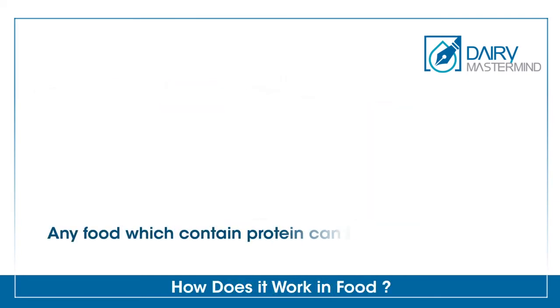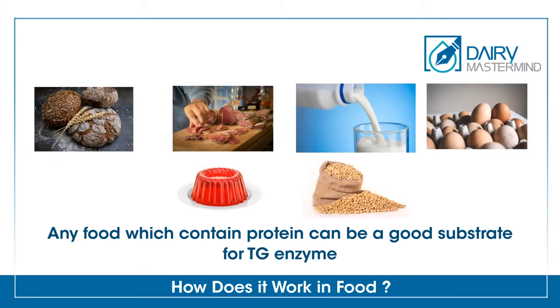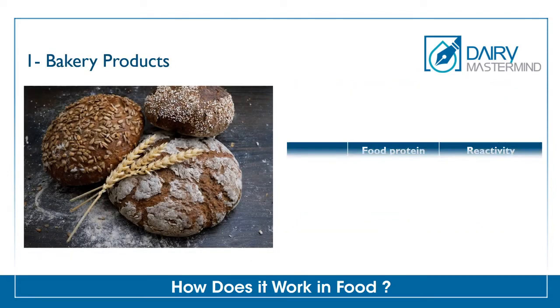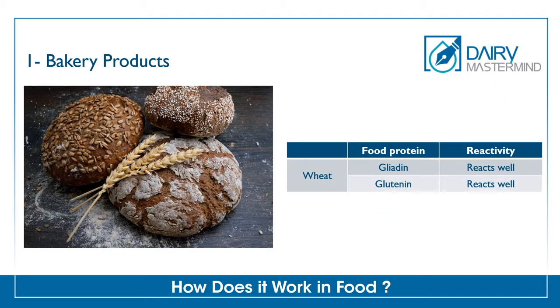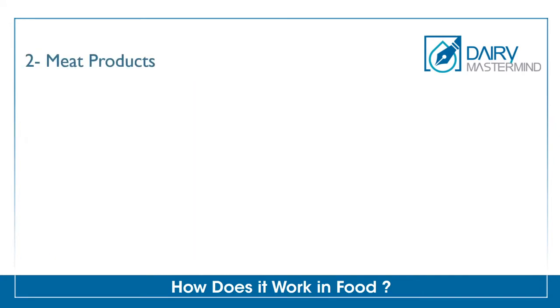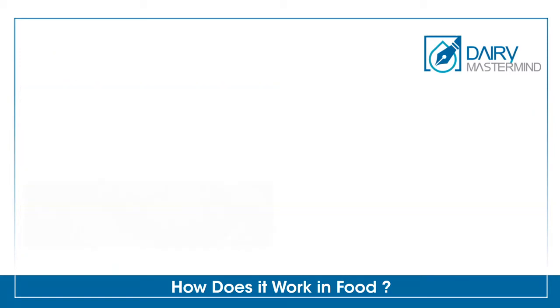Any food which contains protein can be a good substrate for TG enzyme. Number 1. Bakery products. Among the constituent proteins in bakery products, gliadin and glutenin can react well with TG enzyme. Number 2. Meat products. In meat products, among the constituent proteins, gelatin and myosin react very well, and collagen reacts well with TG enzyme.